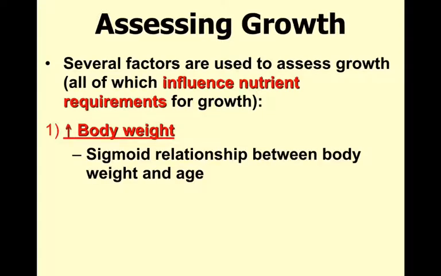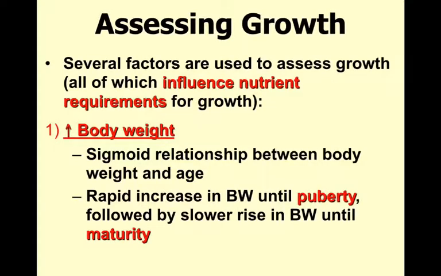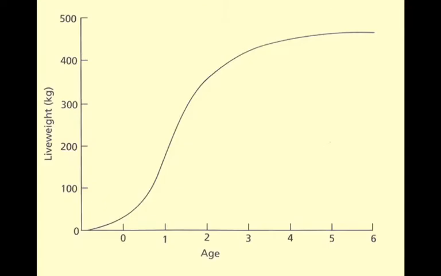And there is a sigmoid relationship, or that S-curve kind of relationship, between body weight and age. We see a rapid increase in body weight until puberty, and then it starts to slow down until maturity, which I think we're all fairly aware of. This is an example of what that sigmoid curve looks like, that S-shaped curve.